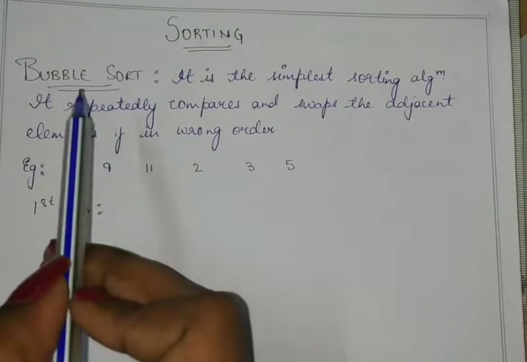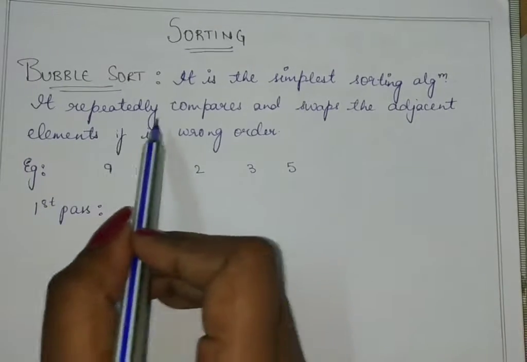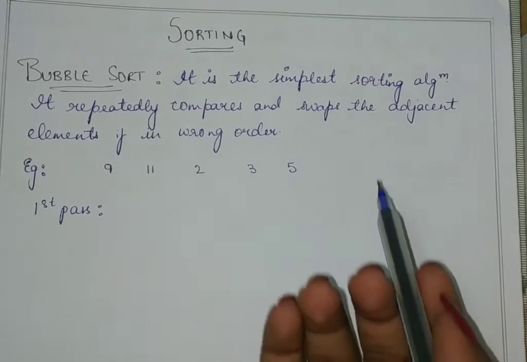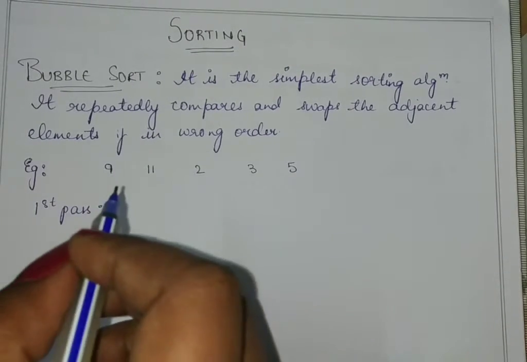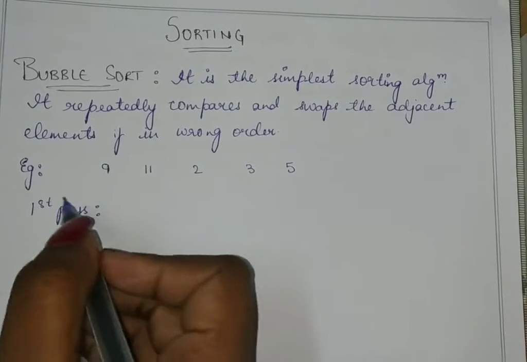Bubble sort is one of the easiest sorting algorithms. It's the simplest sorting algorithm, and it repeatedly compares and swaps the adjacent elements if they are in the wrong order. So in this we are considering arranging in ascending order. Let's see what bubble sort does with this example.